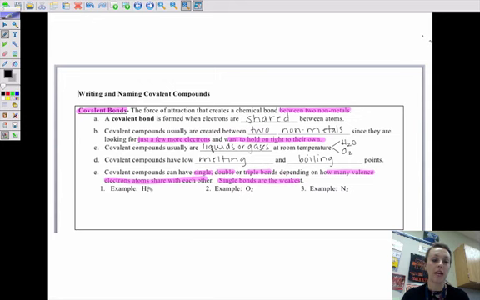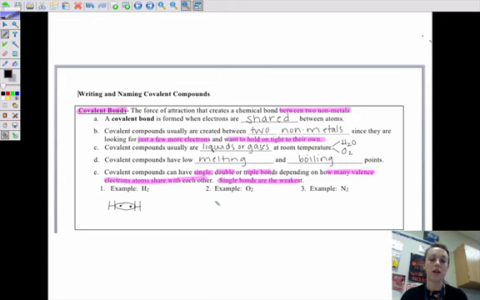So if I have H2 as a compound, one hydrogen has one valence electron, and the other hydrogen has one valence electron. If these electrons are being shared, because they're both nonmetals, we're just going to draw a circle around these two electrons to show that they are sharing in between those two atoms.